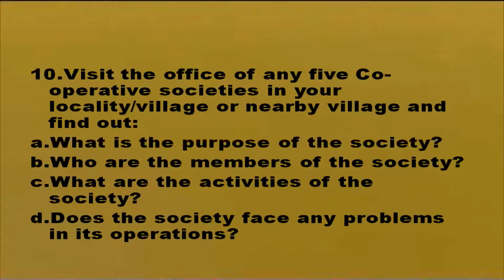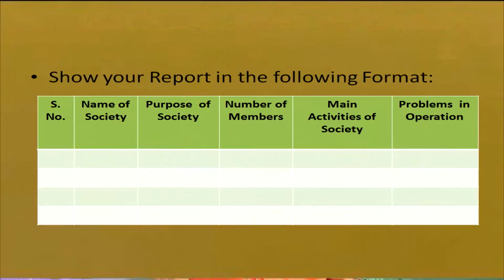Another report, visit the office of any 5 cooperative societies in your locality and find out what is the purpose of this society, who are the members of this society, what are the activities of this society, does this society face any problems in its operation. Prepare a report in this format: serial number, name of the society, purpose of the society, number of members, main activities of the society, and problems in operation.